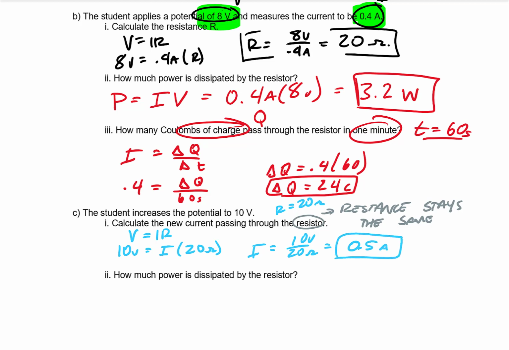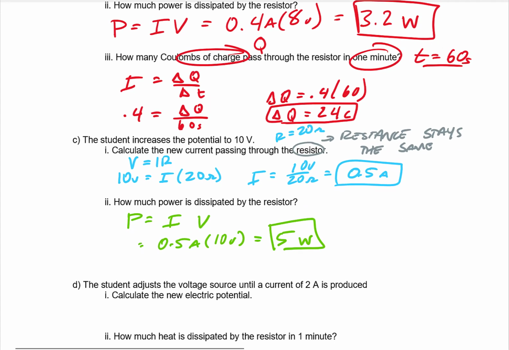Now, how much power is dissipated by the resistor? Again, power is current times voltage. So I know that my current is 0.5 amps and my voltage is now 10 volts. So the power being dissipated across this resistor is 5 watts. So there's more power coming off of it now. The student is doing a lot of stuff to this thing.